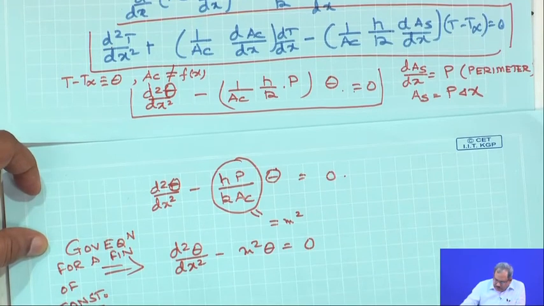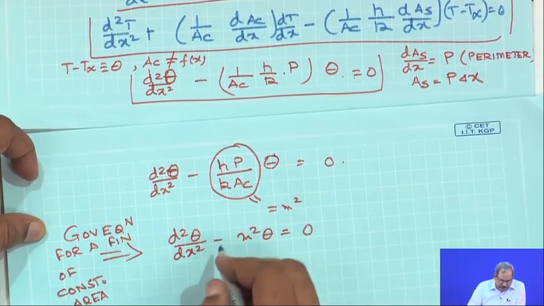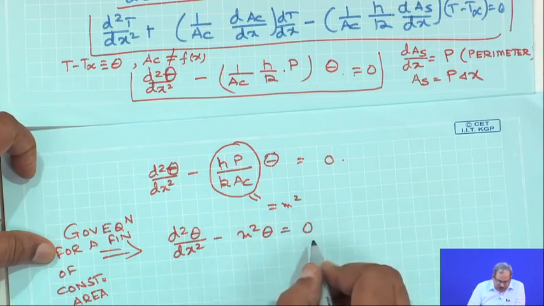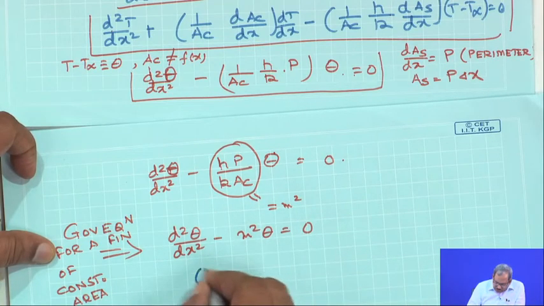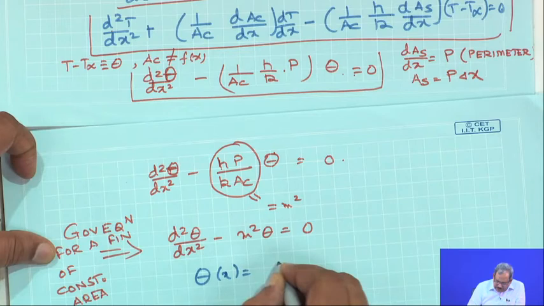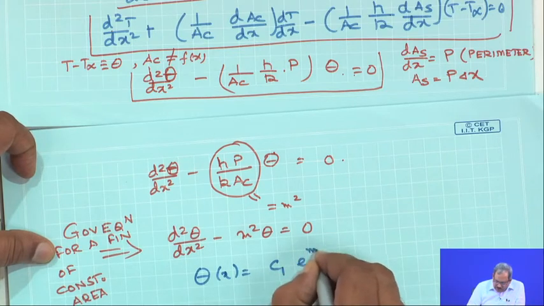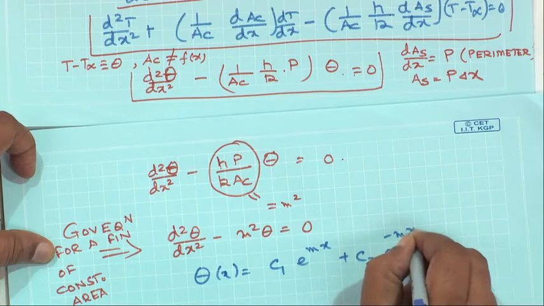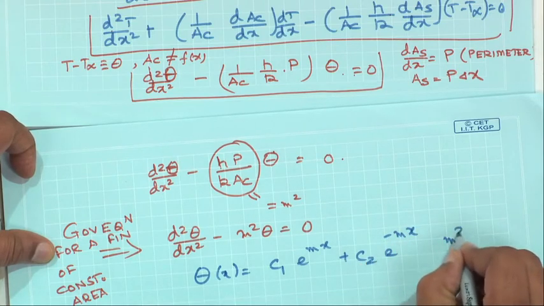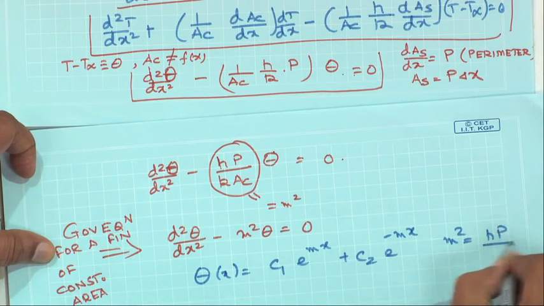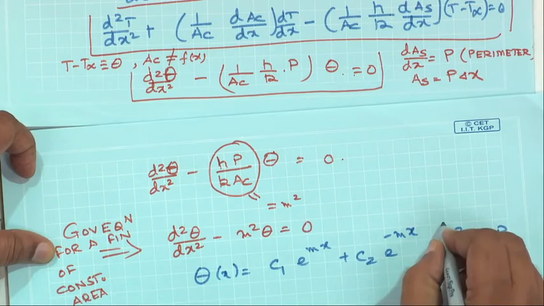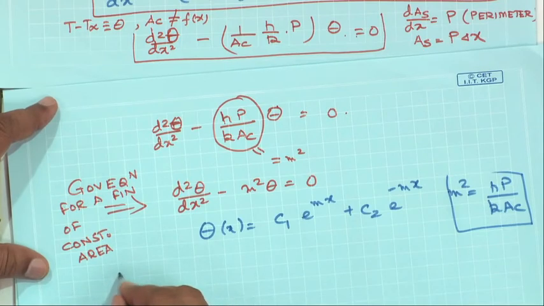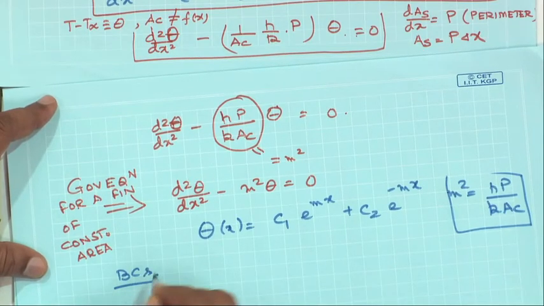And the solution of such kind of equation, these are homogeneous second order differential equations, would simply be theta x equals C1 e to the power mx plus C2 e to the power minus mx, where m square is hP by k Ac. So, that is a standard solution which you can obtain. You need two boundary conditions for this.